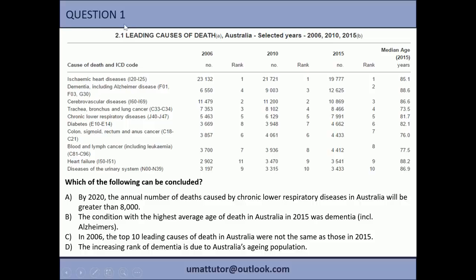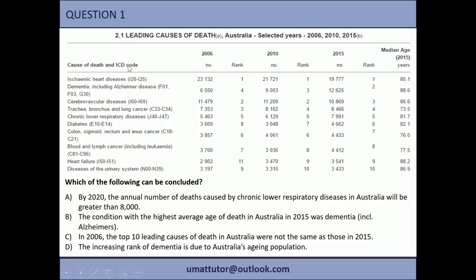I start by looking at the title, so leading causes of death Australia in selected years, and they're given there. So already we've got a lot of information. We're dealing with causes of death just in Australia, not any broader than that, and only in these 3 years, which you can see are about 4 to 5 years spaced apart.